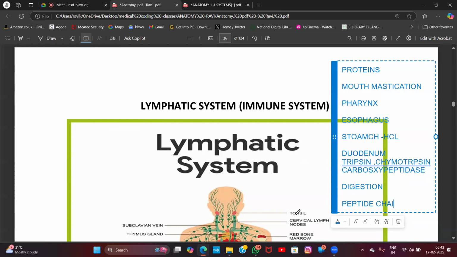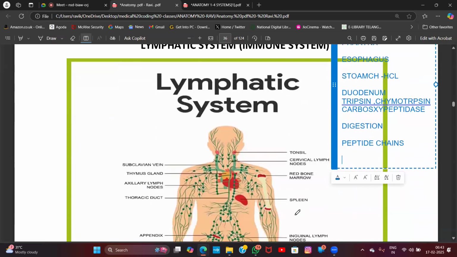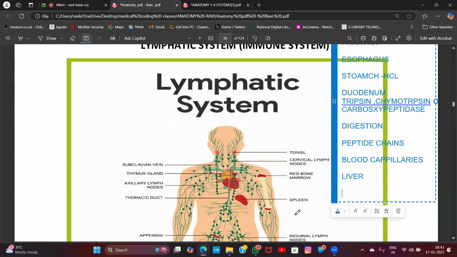These peptide chains move into the absorption blood capillaries. Through the blood capillaries, they move to the liver. What happens in the liver? Inside the liver, first ammonia is produced.